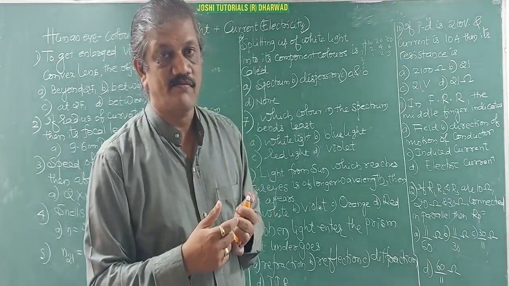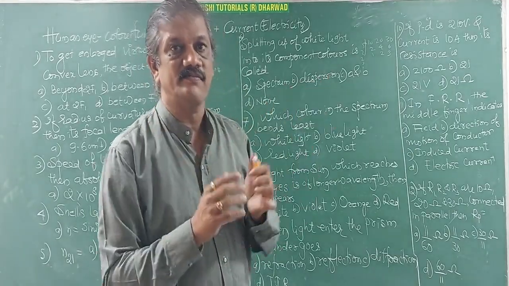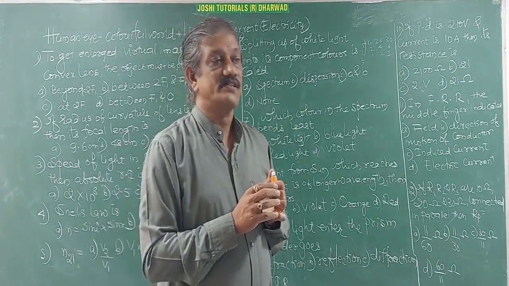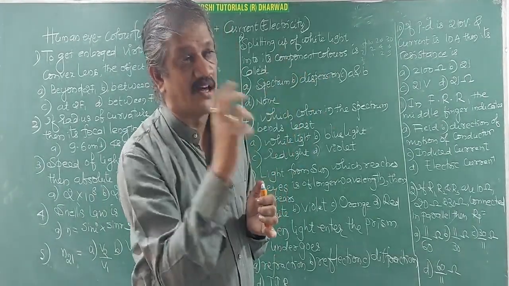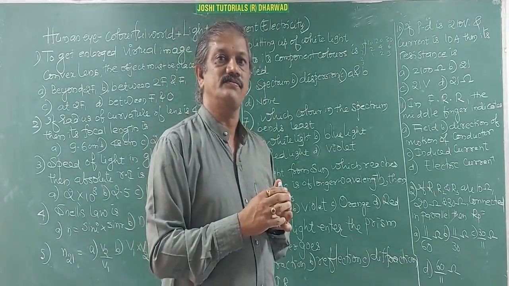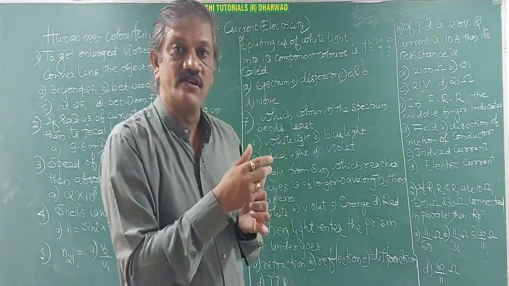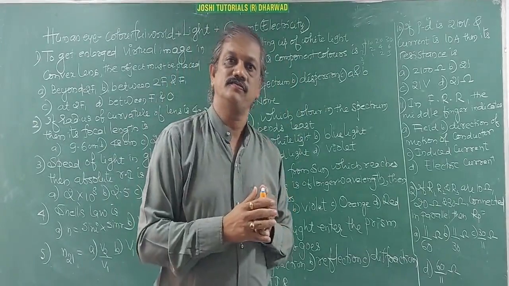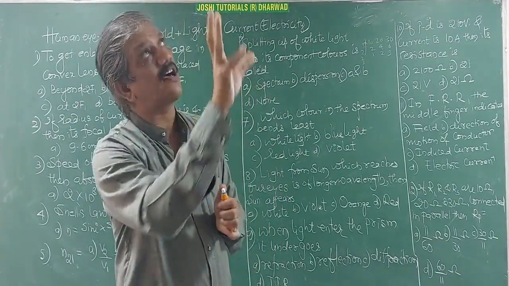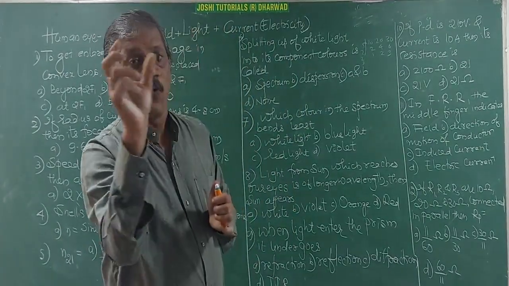Tyndall effect, scattering of light. At sunset, at the end, which color? Red color. Before that, orange. Before that, yellow. In the afternoon, the sun's color is white. Remember these specific words.